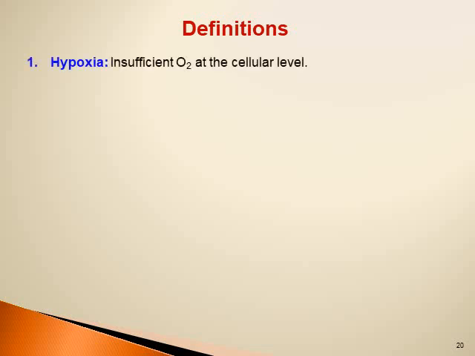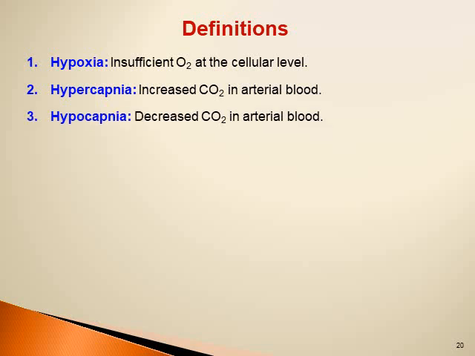So one term is hypoxia. Hypoxia means insufficient oxygen at the cellular level. So the amount of oxygen at the cell level is low, and this is called hypoxia. Hypercapnia is increased carbon dioxide in the arterial blood. Hypocapnia, which is the opposite, is a decrease in carbon dioxide level in the arterial blood.